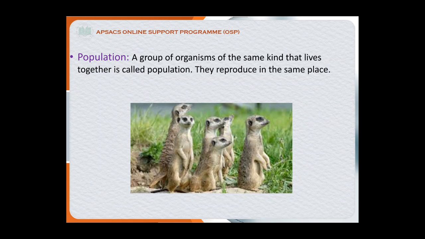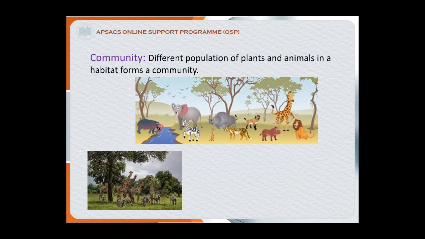Next is population. Population means a group of organisms of the same kind that lives together. They reproduce in the same place, which means population means the same organisms. If we are talking about a group of elephants, we will call it a population, the same kind of organism that lives together in the same place. It's called population. What is community?